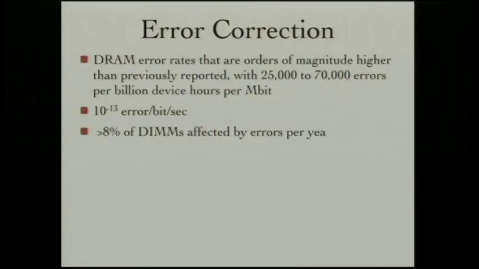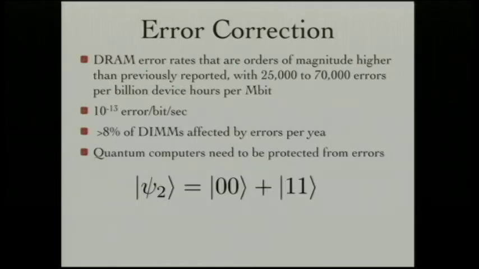And about 8% of DIMMs were affected by at least one error in a year. But that's pretty amazing, because DIMMs have many millions or billions of bits inside them. But quantum computers need to be protected from errors, because errors in a classical computer take the form of either a bit flipping, say we wanted it to be 1 and it flipped to 0, or perhaps it simply can't take one of the states that you wished it to. So there might be some reason that it's broken and it's always stuck on, say, the state 0.